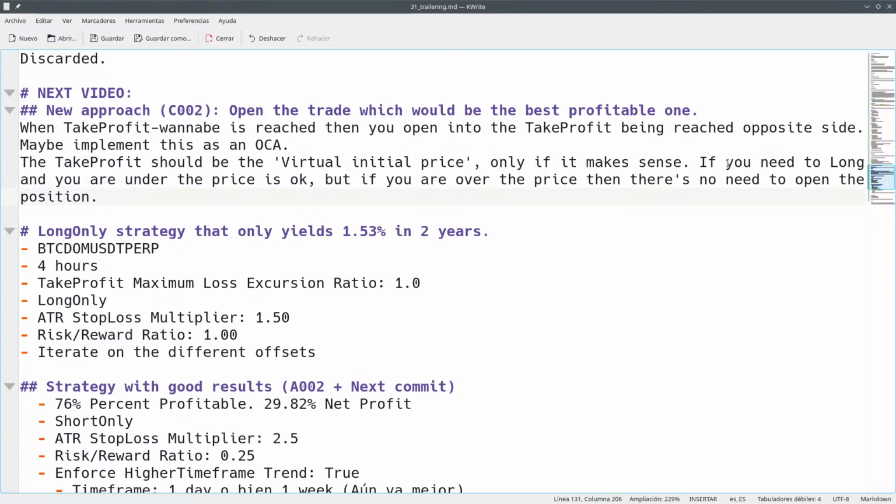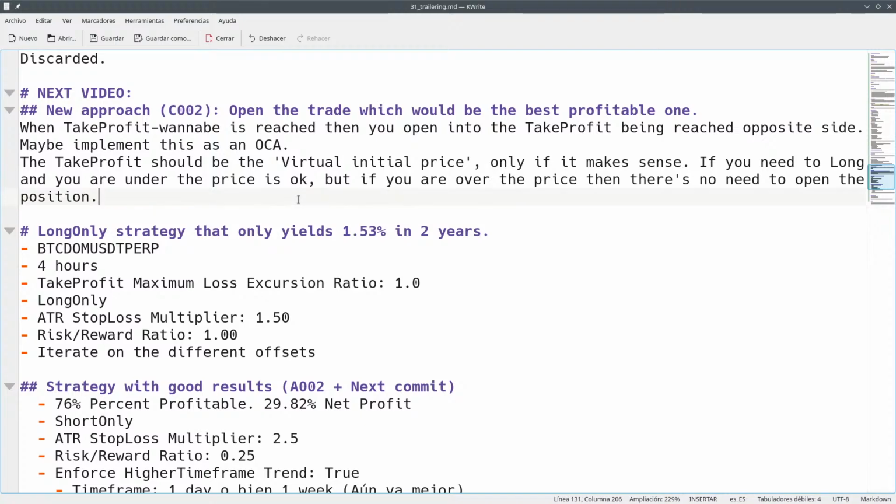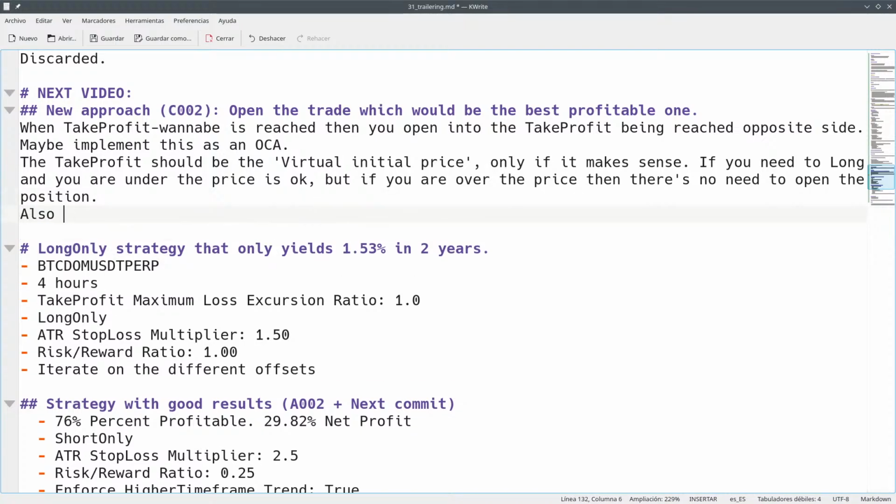So if you reach take profit, then you go to the opposite side and you go to the start of your trade. And also, optional, minimum take profit and maximum take profit.